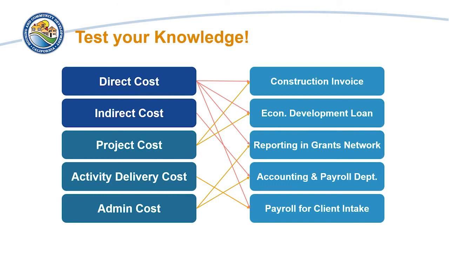Payroll costs for client intake for a job training program, as an example, is a direct cost and an activity delivery cost, since the cost is incurred for the implementation or delivery of a particular eligible activity.